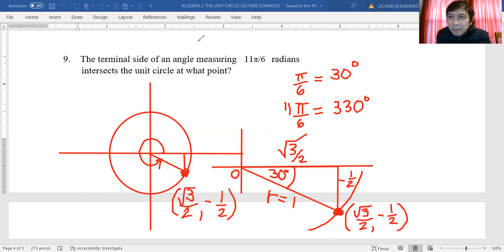These are the coordinates of the point where the terminal side of 330 degrees meets the unit circle. So that's the answer. All right, so that will be for our number 9. Let's continue with number 10.